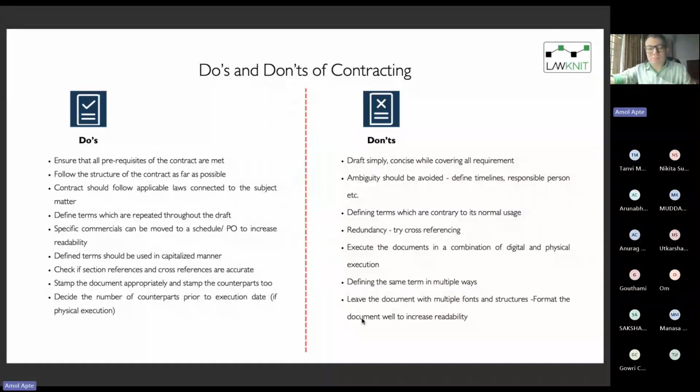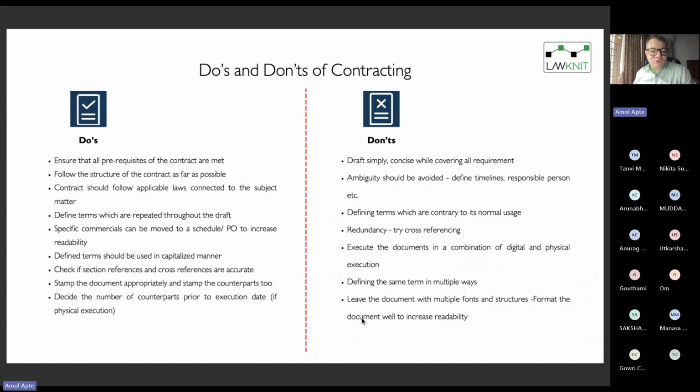So just make sure that you follow all those in letter and spirit, because if a proper flow of the agreement is ensured, then it's easier to interpret the contract than a contract which is not in a specified flow, or which has clauses jumbled up. Obviously, the contract has to follow the applicable laws connected to the subject matter. It goes without saying.